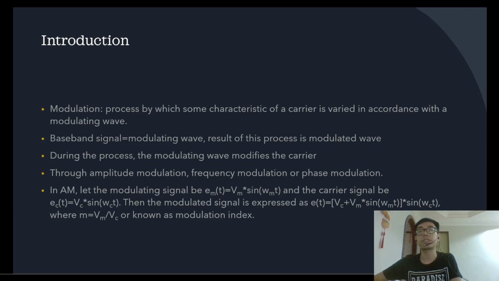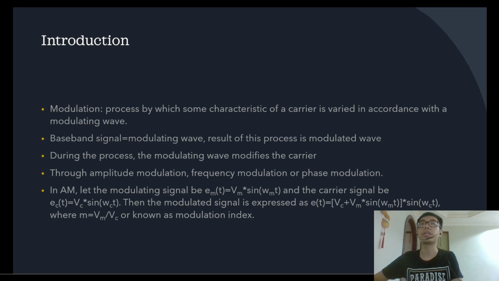During this process, the baseband voice or digital signal modifies another higher frequency signal called the carrier, which is usually a sine wave. Then a sine wave carrier can be modified by an intelligence signal through amplitude modulation, frequency modulation, or phase modulation.